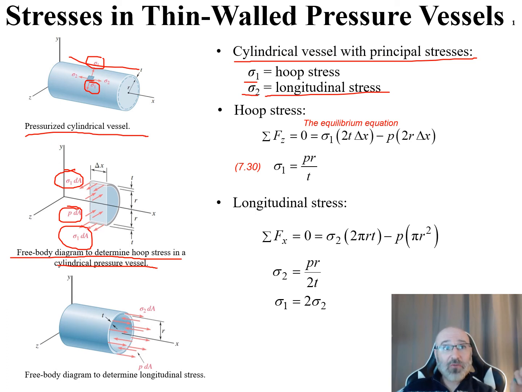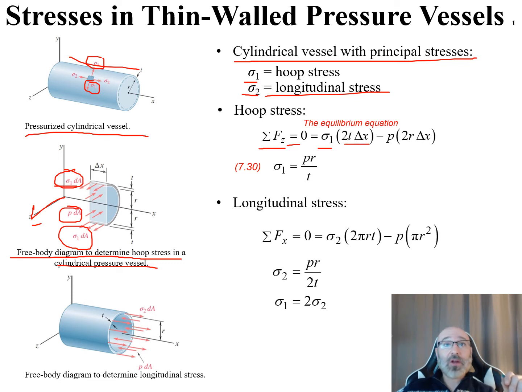So summation of forces in our z direction right here for our hoop stresses. If we're going in our z direction there, we can look at our free body diagram and say, okay, what forces do I have acting in my z direction? Well, I do have my sigma 1 acting in my z direction right here. So my sigma 1 dA is going to be that force right there. It's the equilibrium equation, so the summation of all the forces is equal to 0. Sigma 1, now dA is our area.